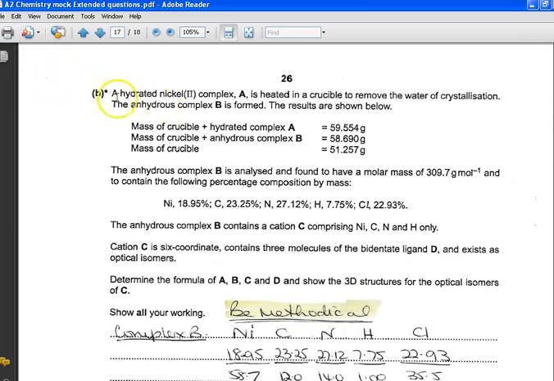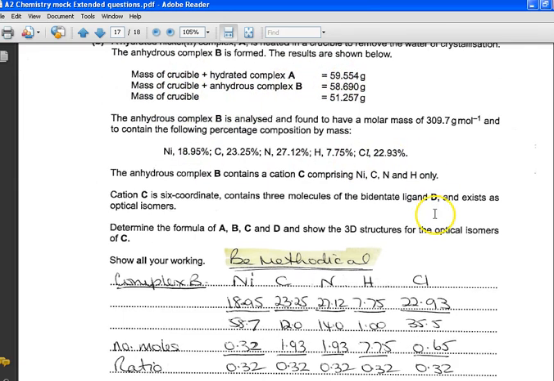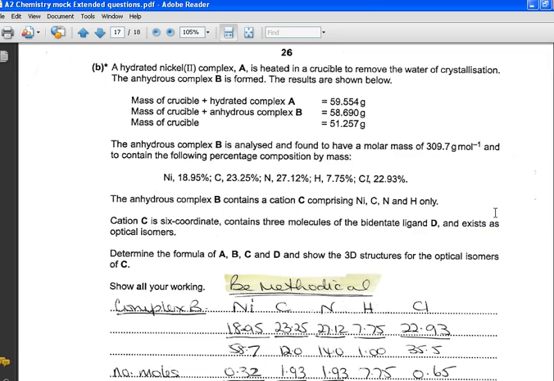Okay, and then we've come back to the last part of the exam, the last question, and it's a starred question, given some information, and it's complicated in the sense that you're asked to come up with a formula for 4 different substances and show the 3D structures for the isomers. So you really need to be methodical when you answer these questions. Read through all the information. Why have they told you this? Why have they given you that?